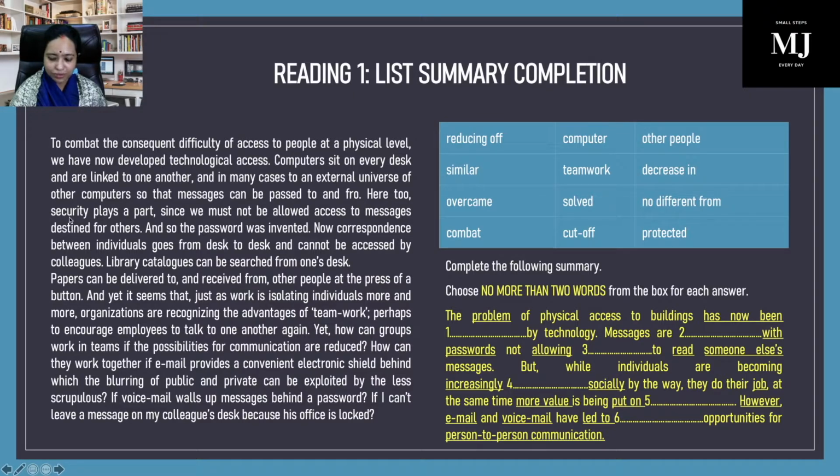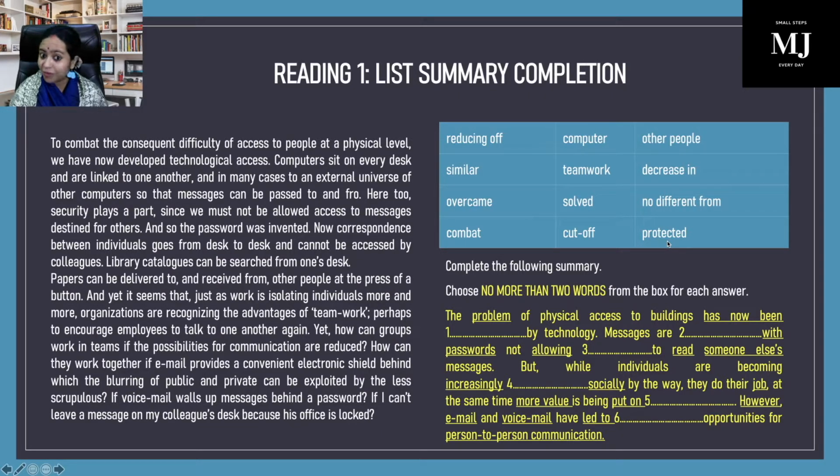Okay, security, protected, right? We must not be allowed access to messages destined for others. Not allowing, allowed. And messages, as I said, protected, security. So yes, I think that makes sense. This can be the answer.